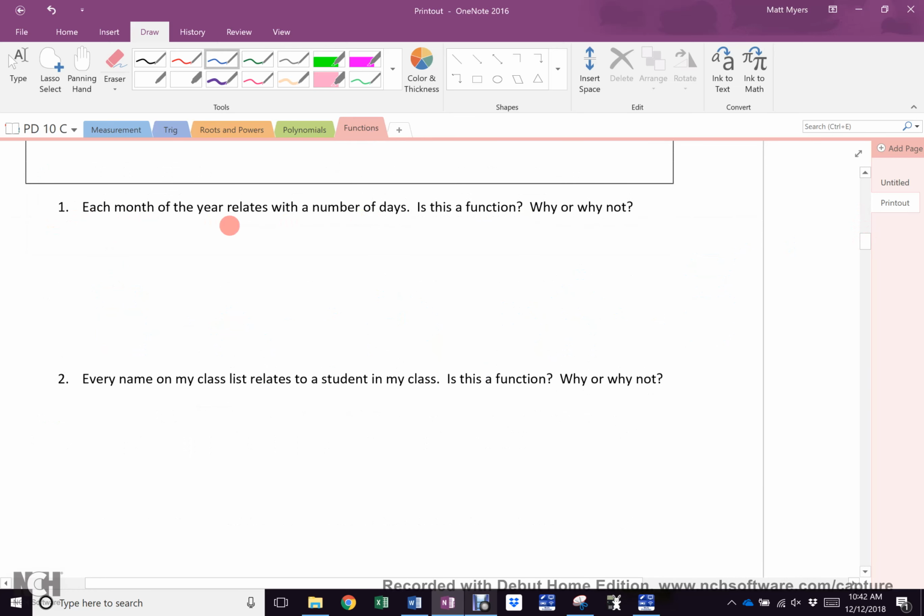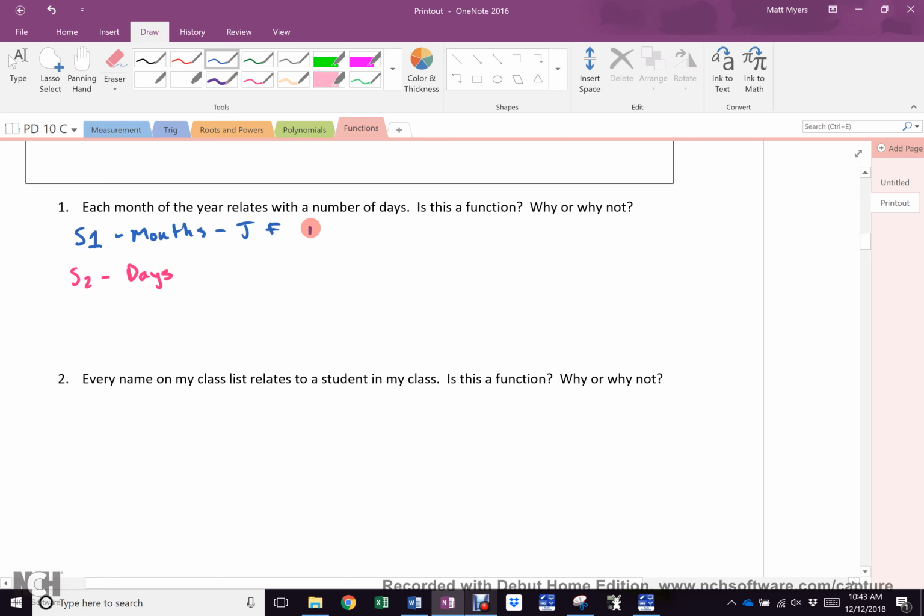Now, let's see if you can apply it. In this question, each month of the year relates to a number of days. Is it a function or not? First, what is set 1? What is the first set of data? The months. What is the second set of data? The days. What are the elements of the first set?